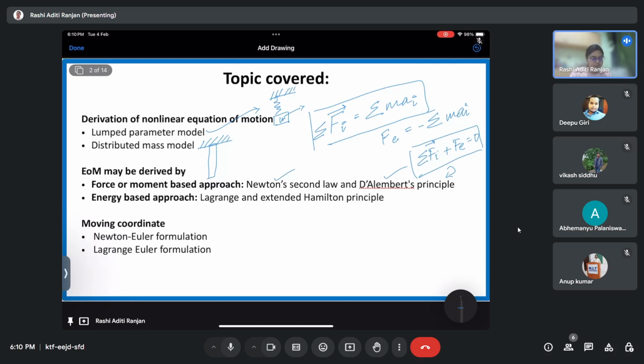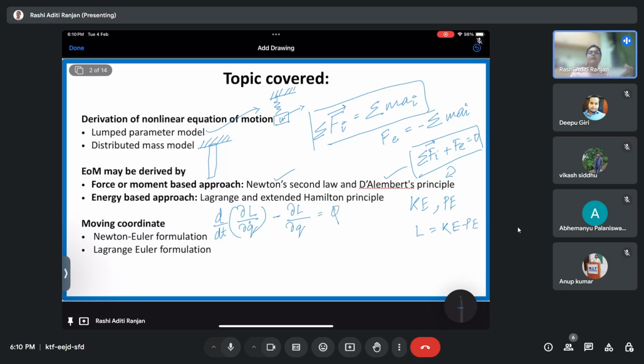The second one is the energy-based approach. The energy-based approach is classified as the Lagrange equation and the extended Hamilton's principle. In this, we calculate the kinetic energy, we calculate the potential energy, then we derive the Lagrangian, which is essentially kinetic energy minus potential energy. Then we have the Lagrange equation, which says that d/dt of the partial derivative with respect to q-dot, minus the partial derivative with respect to q.